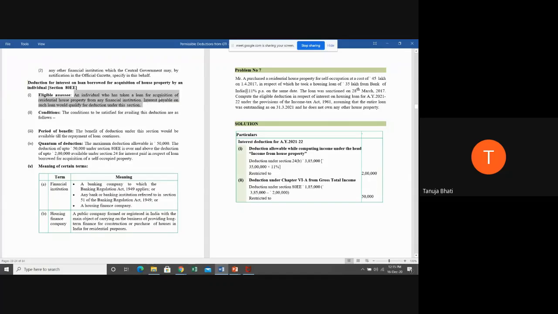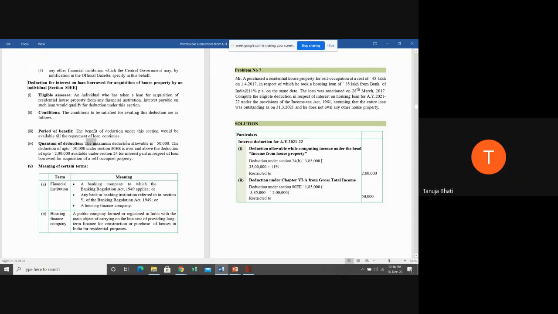An individual who has taken a loan for acquisition of residential house property from any financial institution, interest payable on such loan would qualify for deduction under this section. Now, what is the period of benefit, up to which year can you claim the deduction? The benefit of deduction would be available till the repayment of loan continues, because till the loan becomes nil, every year you're going to pay interest, and every year till you repay the loan you can claim deduction under section 80EE. Now, what is the quantum of deduction? What is the amount of deduction you can get?